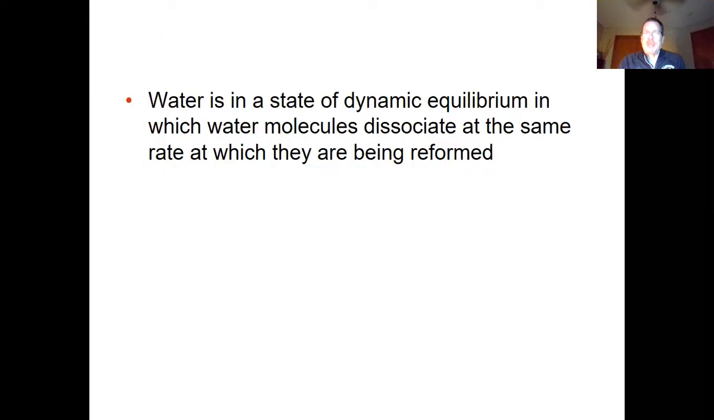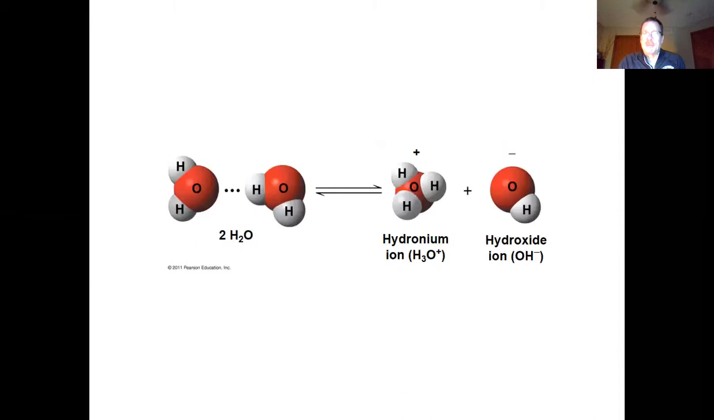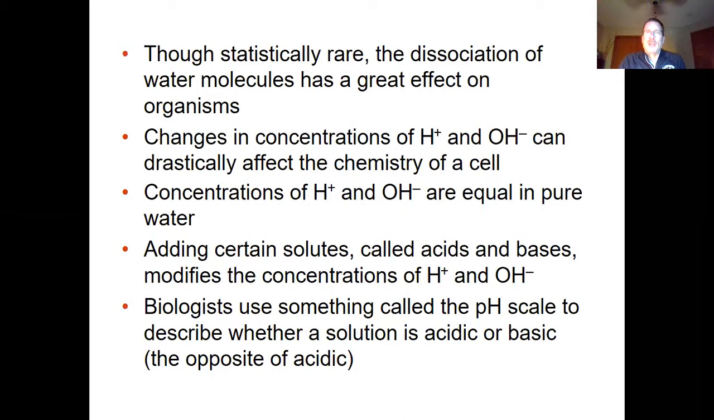Water is in a state of dynamic equilibrium in which water molecules dissociate at the same rate at which they are being formed, which is 1 times 10 to the minus 14th. Though rare, the dissociation has a great effect on organisms. Changes in concentrations of hydrogen and hydroxide can drastically alter the chemistry, okay, because it changes the pH, right? Hydrogen and hydroxide are equal in pure water, so by adding certain solutes, acids, or bases, you change the hydrogen hydroxide content, and that changes pH. For you as a living organism, pH changes can't go very far, or it's very detrimental.